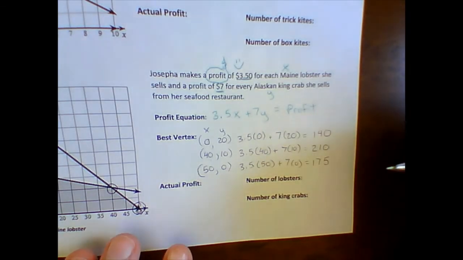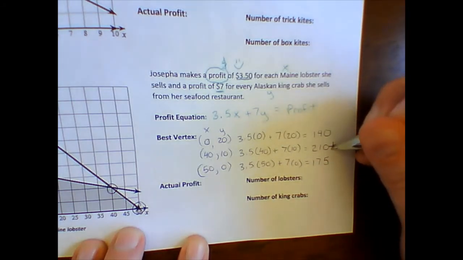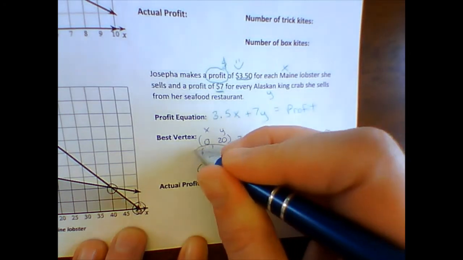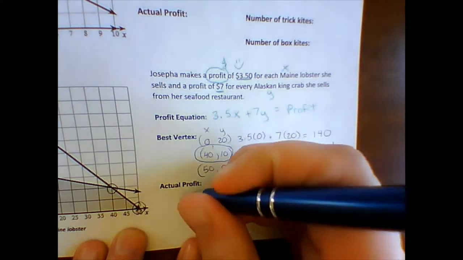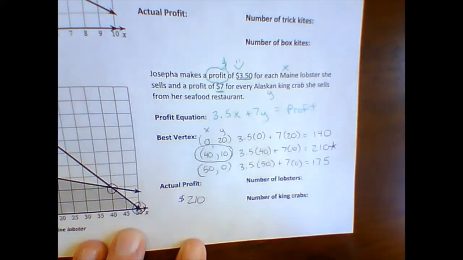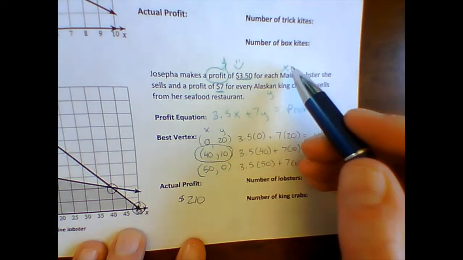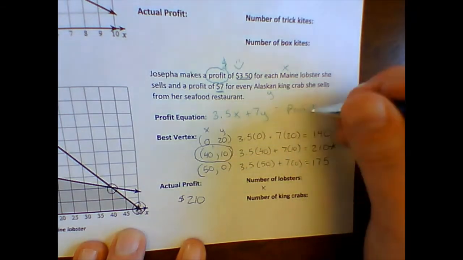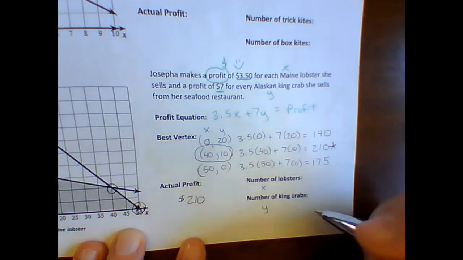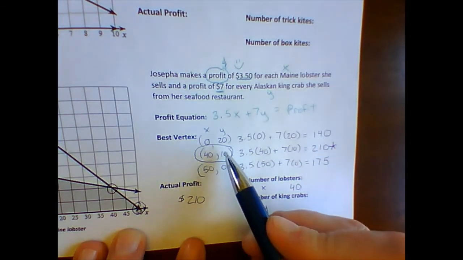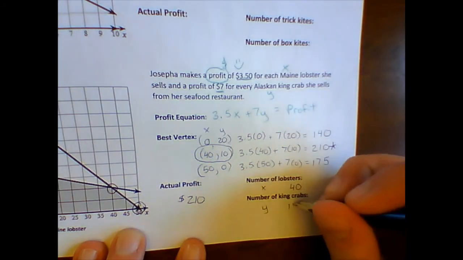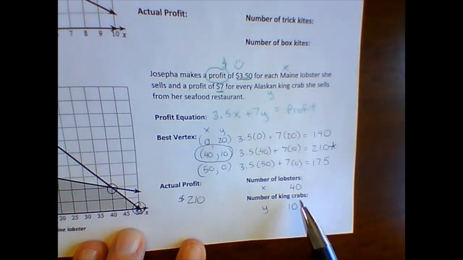So now we're going to compare and see where we make the most money. Looks like it's 210. That's where we make the most money. That's the vertex that gets us the money. So the actual profit is $210. That's how much we can make. And then number of lobsters, that's the X. The number of crabs, that's the Y. So I'm going to go back to the vertex because X and Y mean something. And so to make the most money, we want 40 lobsters and 10 crabs. Because remember, those things mean something. And that is how Josefa can make the most profit from her business.